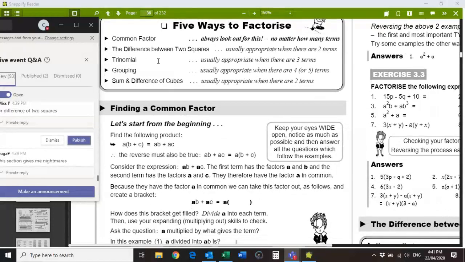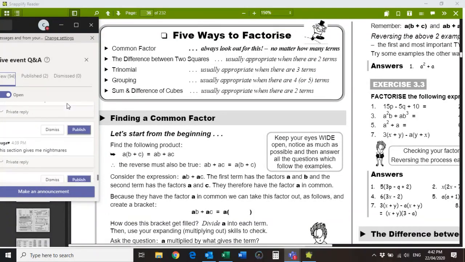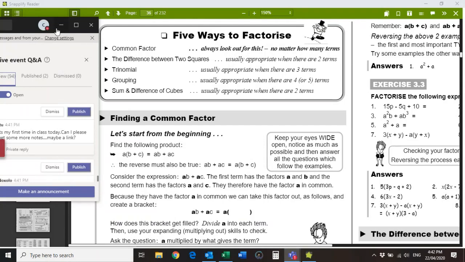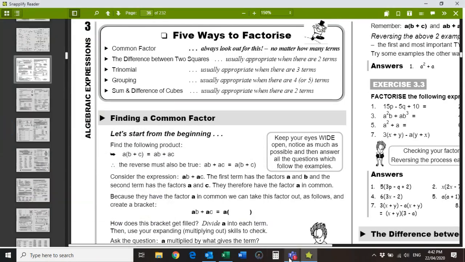Okay, let's see. We have common factors, so always look out for this, no matter how many terms. This is important, okay? Then we have the difference between two squares, and maybe this will answer your question, but there's 5 ways. The first one is taking out the common factor. The second is the difference between two squares, and this is usually appropriate when there are two terms. We have a trinomial way of factorizing, usually when there are 3 terms, grouping for 4 or 5 terms, and sum or difference of cubes when there are 2 terms. Maybe it's a good idea to quickly screenshot this, so I know you have a good idea of what we're doing.